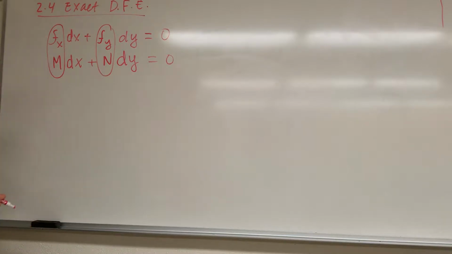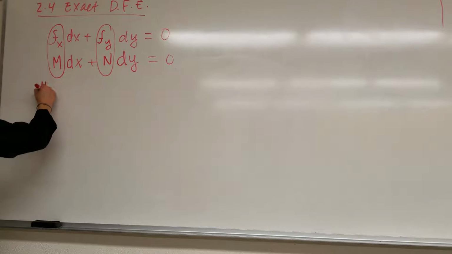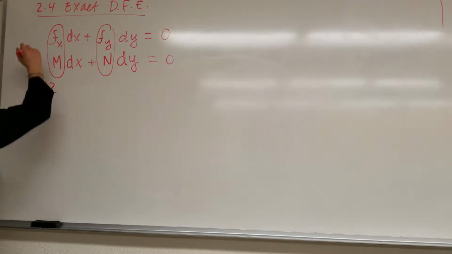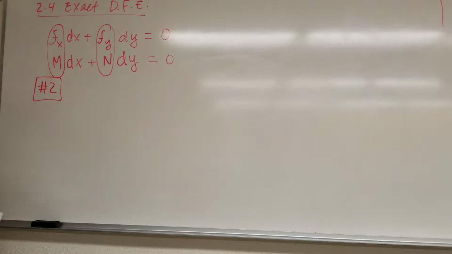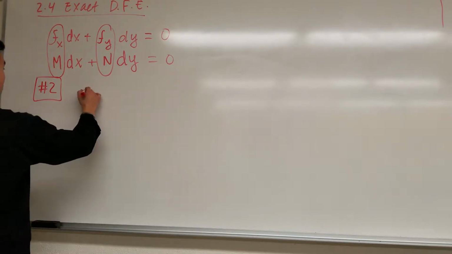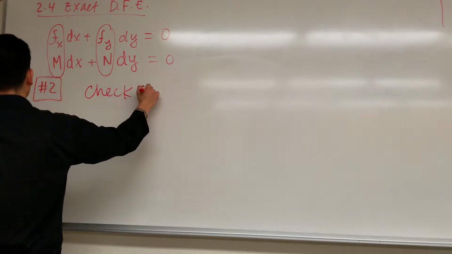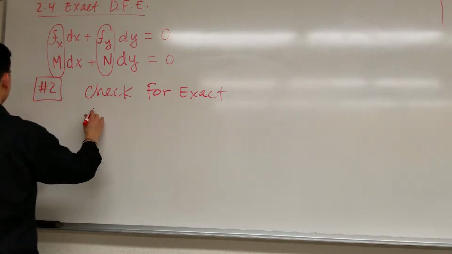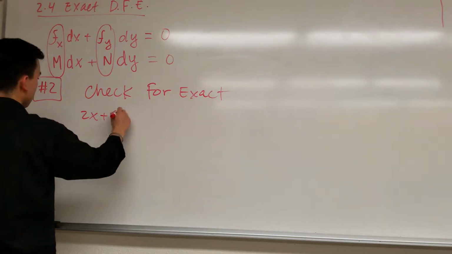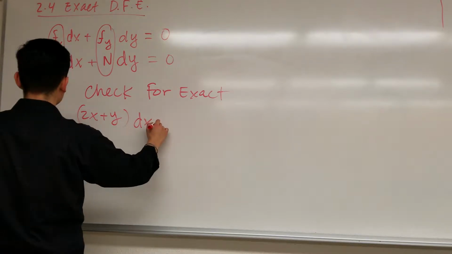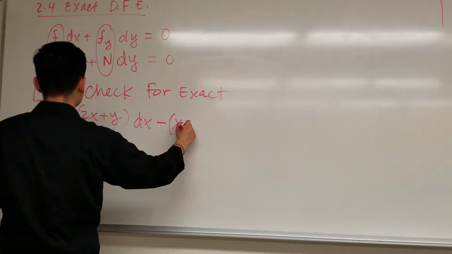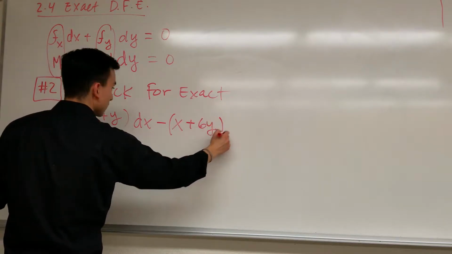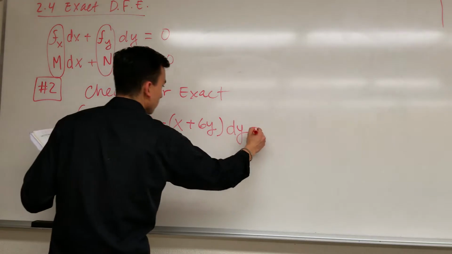Okay, so with that knowledge, I think we can start with one of our problems. So if you're following along in the book, we're going to do number 2 for 2.4. Okay, and we want to check for exact for this equation. 2x plus y dx minus x plus 6y dy is equal to 0.